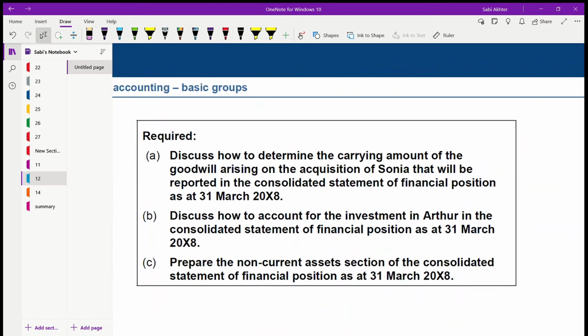Required: discuss how to determine the carrying amount of the goodwill when you are acquiring Sonia and how it will be reported in the consolidated statement of financial position. Very simple question you will be getting in your exam, right? This is how you will be getting your actual questions in your exam. Discuss how to account for the investment in Akther. This is an associate. And prepare the non-current assets section of the consolidated statement of financial position. Only this section they have asked. Don't make the full consolidated statement of financial position.